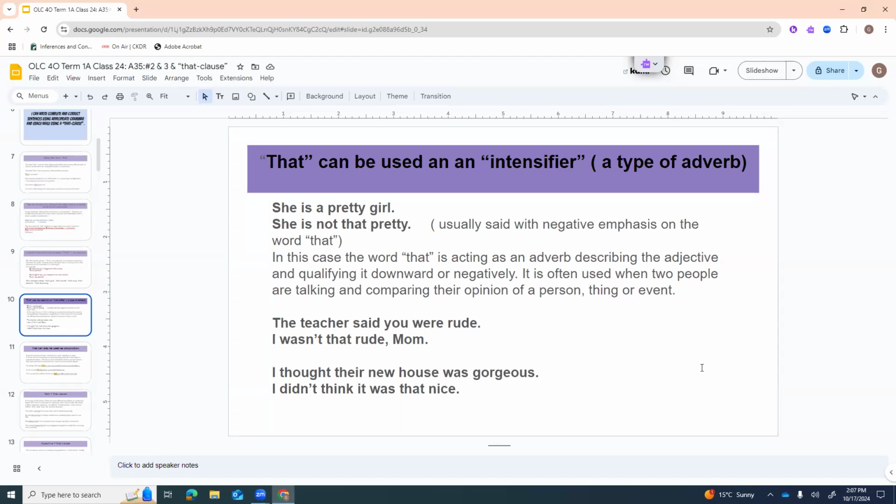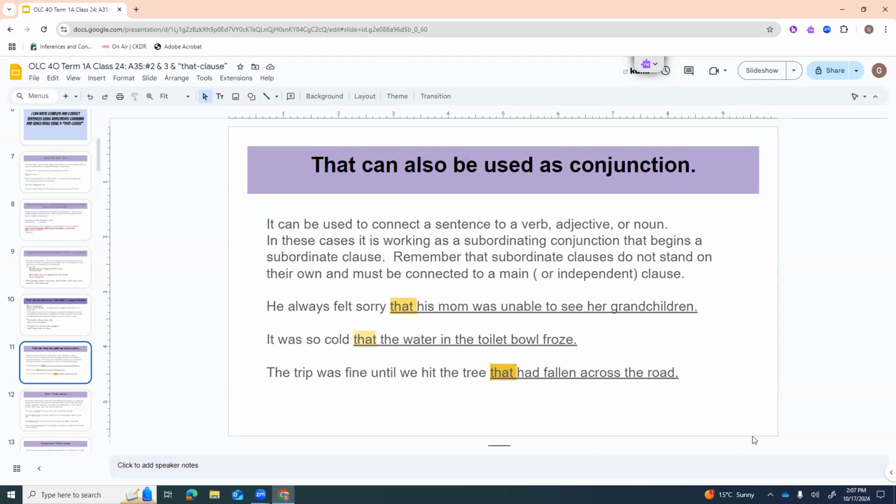And essentially they're showing that they disagree, right? "The teacher said you were rude." "I wasn't that rude, Mom." And it's got a negative. It's almost like I was saying I wasn't rude. "I thought their new house was gorgeous." "I didn't think it was that nice," right? Like it's sort of nice, but not crazy nice.